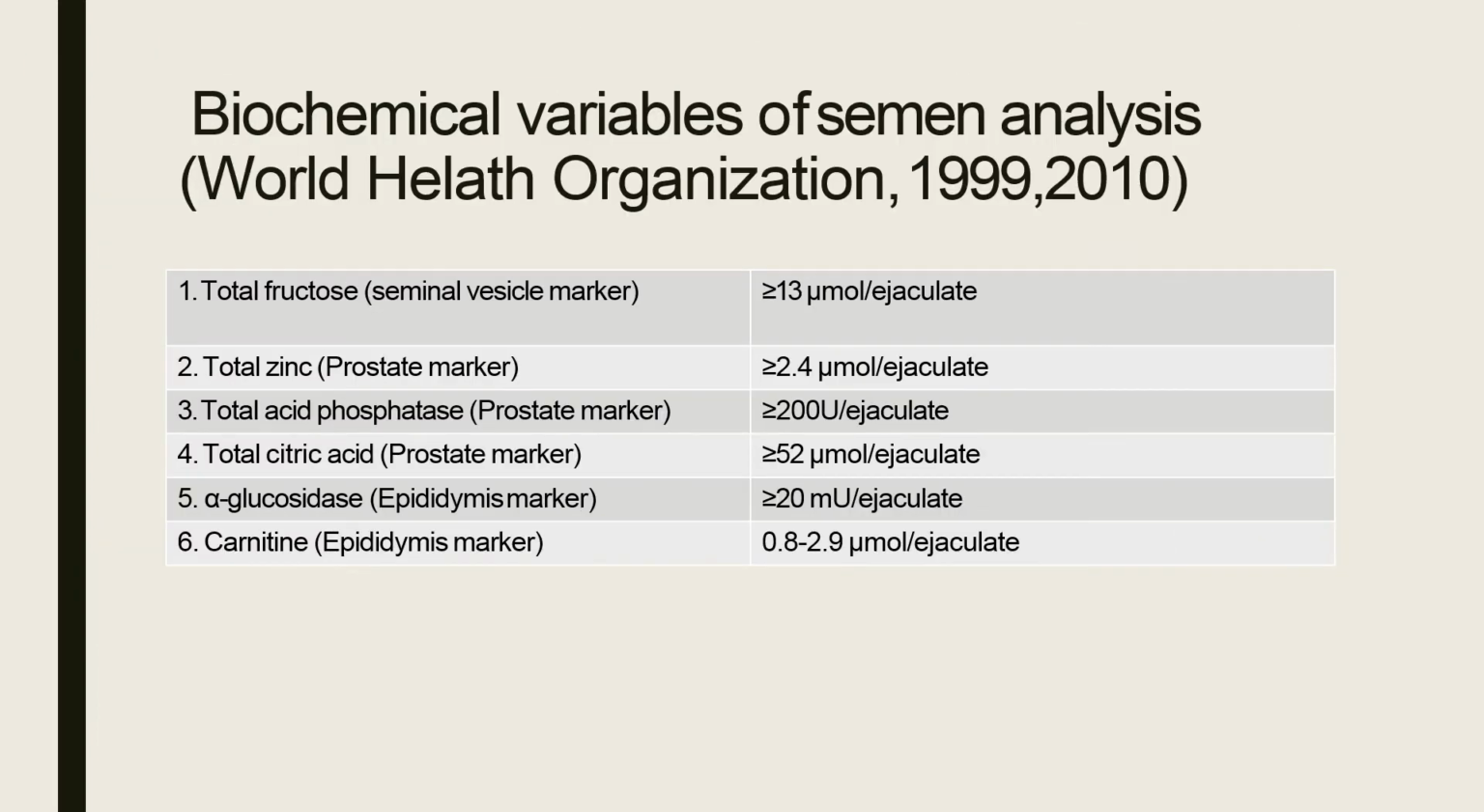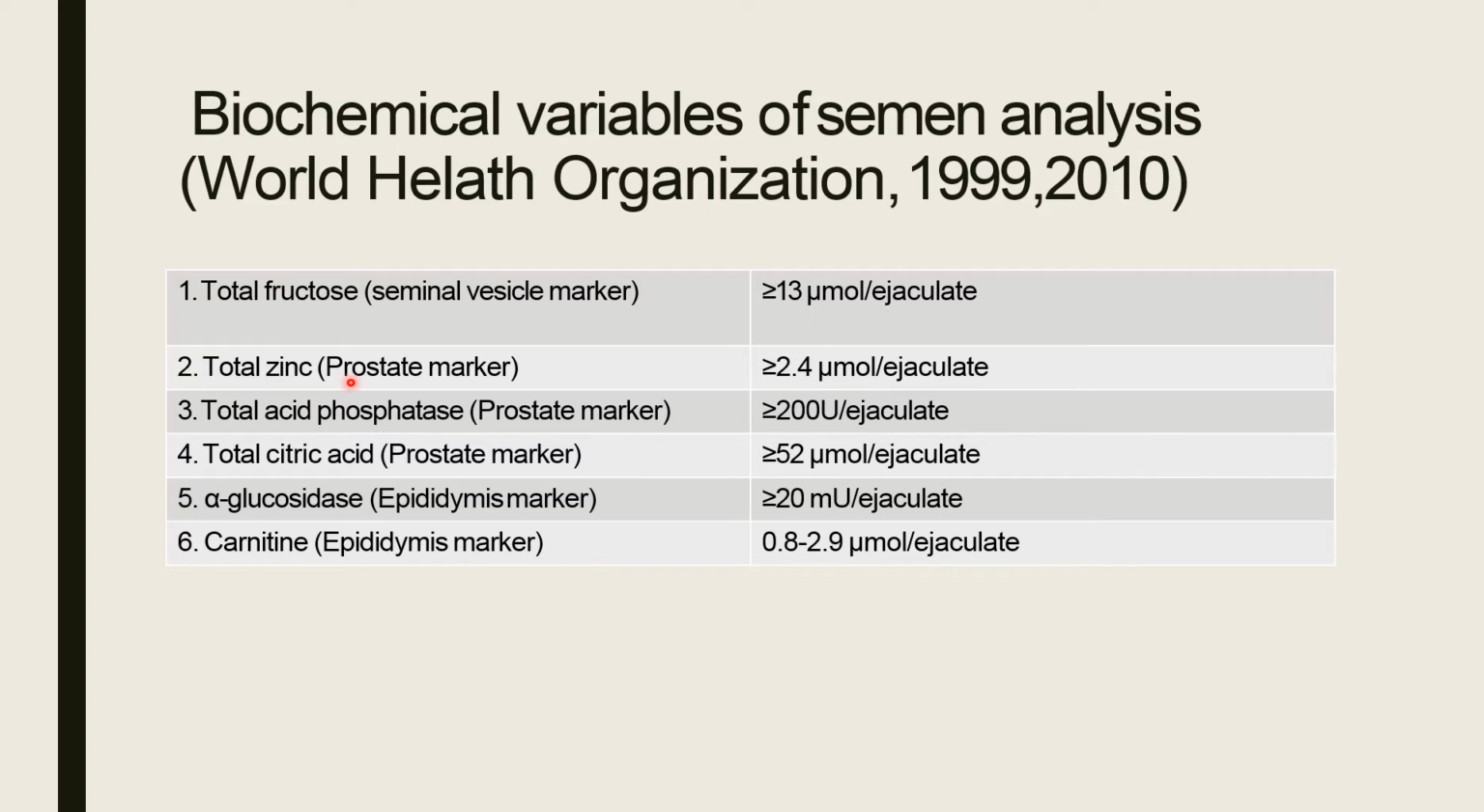And the normal values of various biochemicals in semen that are determined by WHO are the same in 1999 and 2010. For total fructose, it is a marker of the seminal vesicle because it is released from the seminal vesicle and used for the energy purposes of the sperms. So fructose should be equal to or greater than 13 micromole per ejaculate.